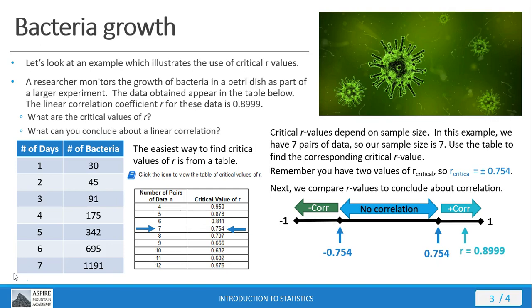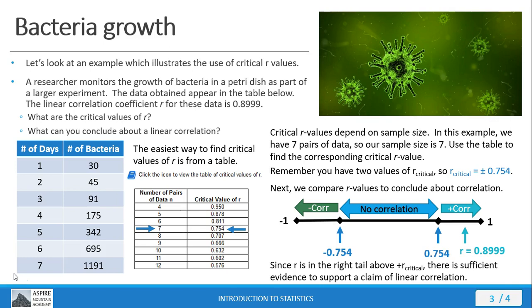What region are we in? Well, we're in the region of positive correlation, which is the region of acceptance on the positive side. Therefore, we can conclude there is sufficient evidence to support a claim of linear correlation between the number of days and the number of bacteria. That's all there is to it.